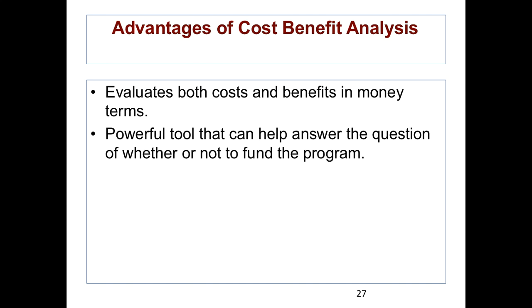The advantage of cost-benefit analysis is that we evaluate both costs and benefits in money terms, and therefore this is a powerful tool that can help us answer the question of whether or not to fund the program. And even if we have a few programs we want to compare, we can compare either the ratio or the subtraction, in terms of the benefit-cost ratio or the net cost-benefit, social cost-benefit, and then make a decision by comparing the cost-benefit ratios of different projects.